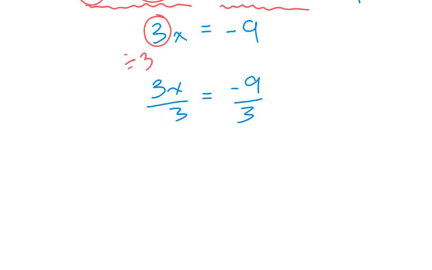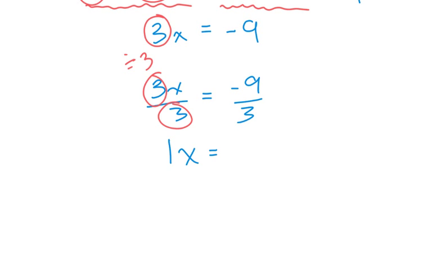This should be pretty simple. Here we have 3x over 3. I suggest you just focus on the numbers. Positive 3 divided by positive 3 is positive 1. I'm not going to write in the positive sign. I'm just going to put 1. And the x stays the same.